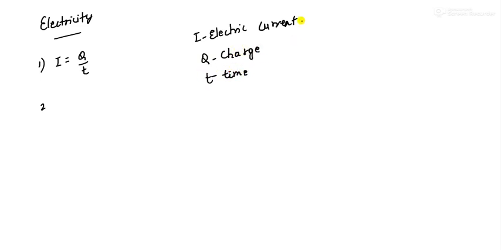And here I will write the units also. The unit of current is A, which refers to ampere. The A should be written in capital. Charge is C, which refers to coulomb, and T is time, its unit is second. So this is the first formula.